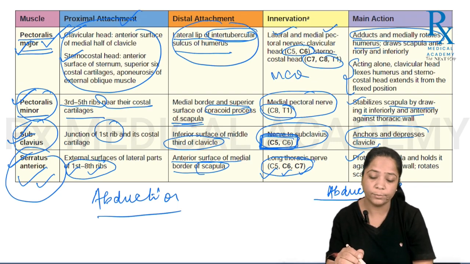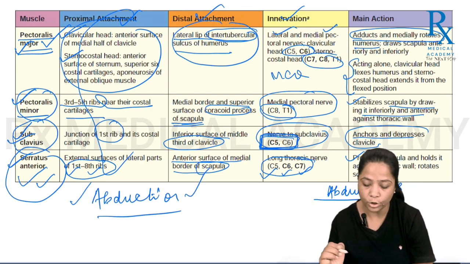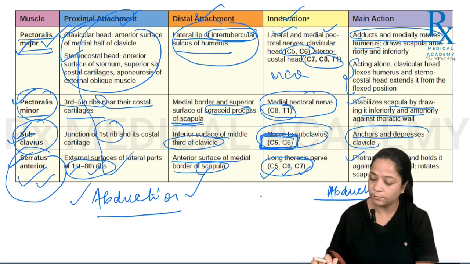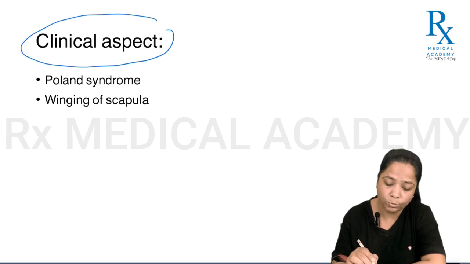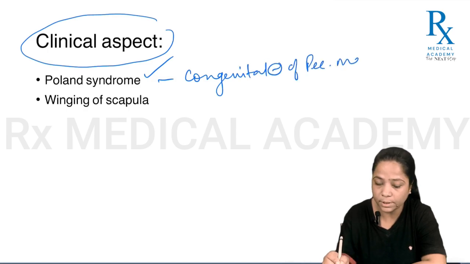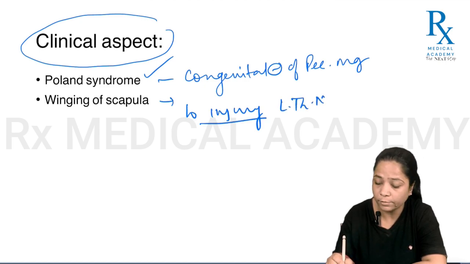So all these headings are basically your MCQ: what is the origin of these muscles, what is the insertion point of these muscles, what is the innervation of these muscles, and what is the main action, and what clinical feature appears if the muscle or the nerve is injured. Then the clinical aspect, I have already told you, one is your Poland syndrome, where you will find a congenital absence of pectoralis major muscle. Then you have winging of scapula due to injury of which nerve? So the nerve involved over here is the long thoracic nerve, and the muscle paralyzed is your serratus anterior.